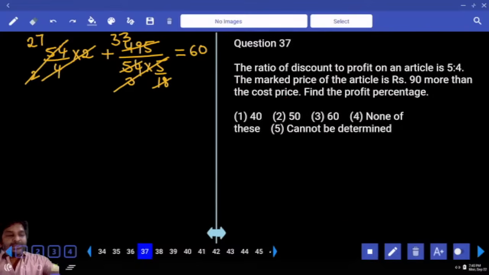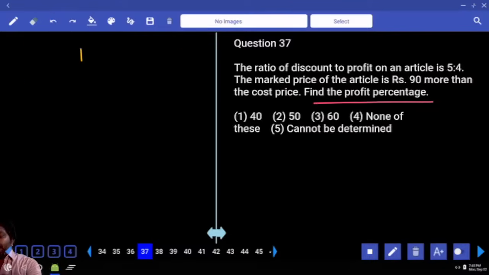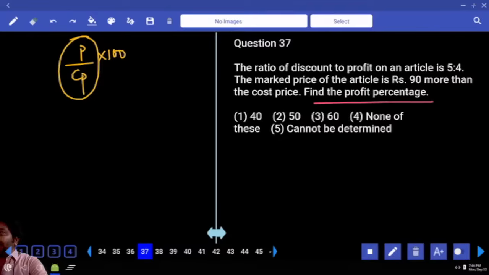Next, the ratio of discount to profit on an article is 5:4. The market price of the article is 90 more than the cost price. Find the profit percentage. See, profit percentage is equal to profit by cost price into 100, correct? We should know either both in terms of number of parts, or we should know both in terms of rupees. If one is in number of parts, the other in terms of rupees, can we get the answer? No.